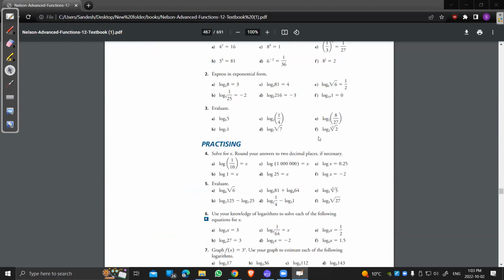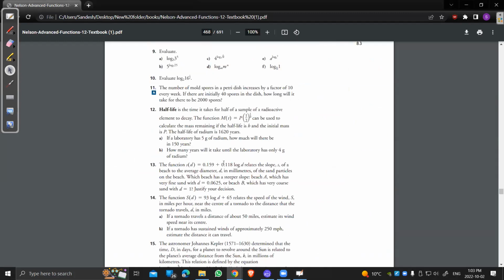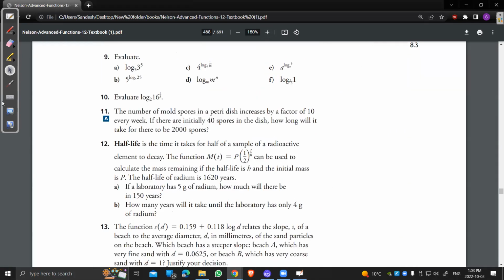Where did we stop yesterday? I think we stopped somewhere here. We're doing this question, right? Yeah. Let's look at 12.